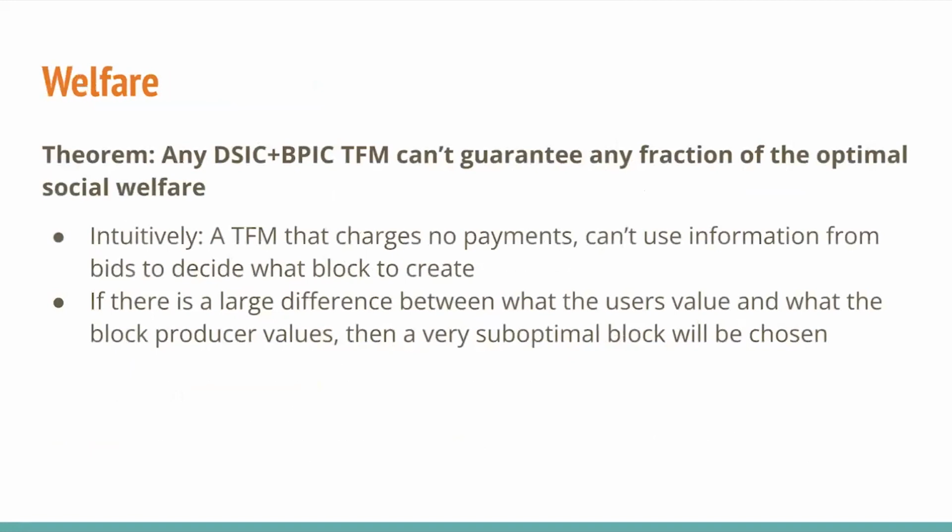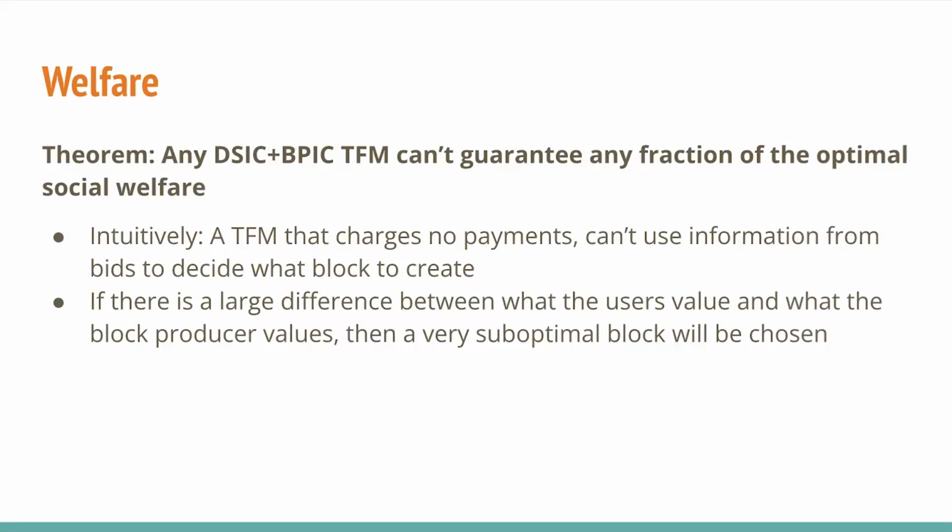OK, so on the downside again, what we showed was that any DSIC BPIC TFM must have a payment rule of 0. That implies that there is no DSIC BPIC TFM that can guarantee any fractional optimal welfare. And while this seems intuitive, it is still a bit tricky to prove.